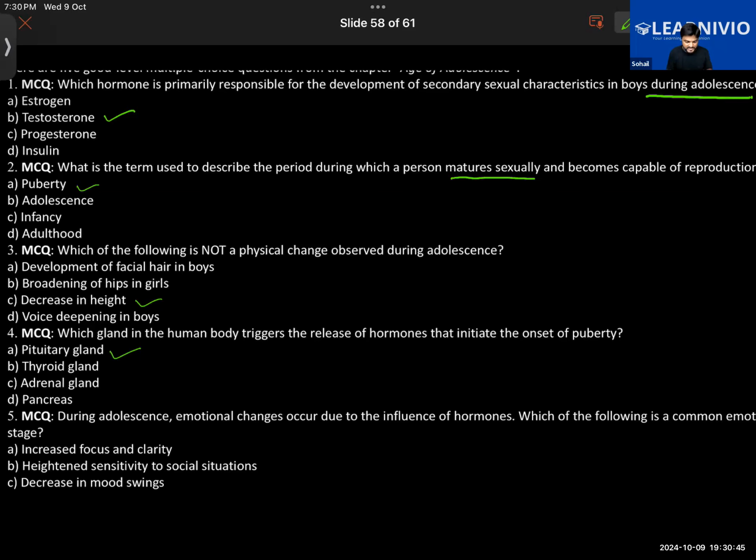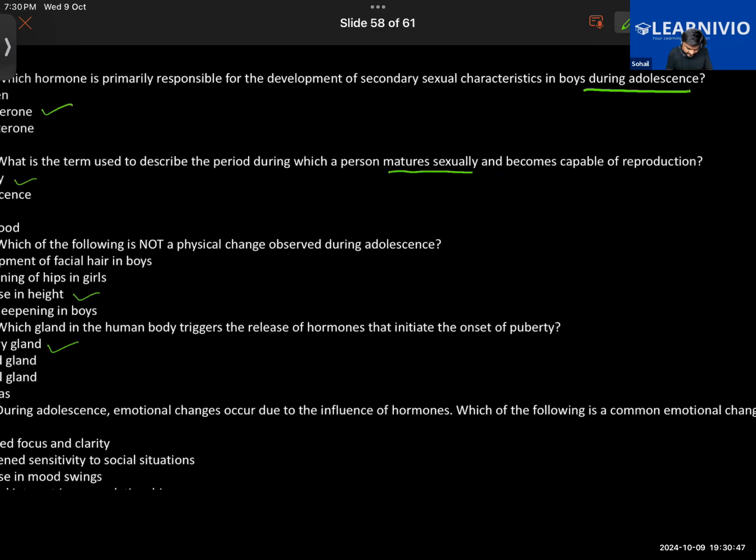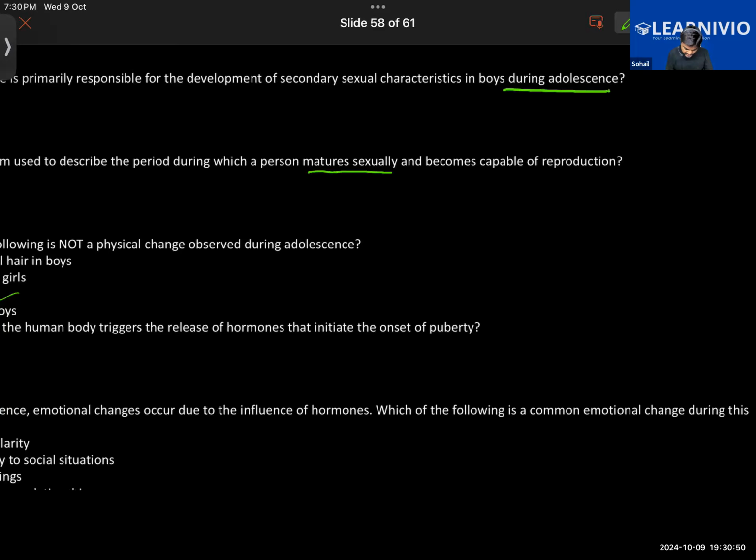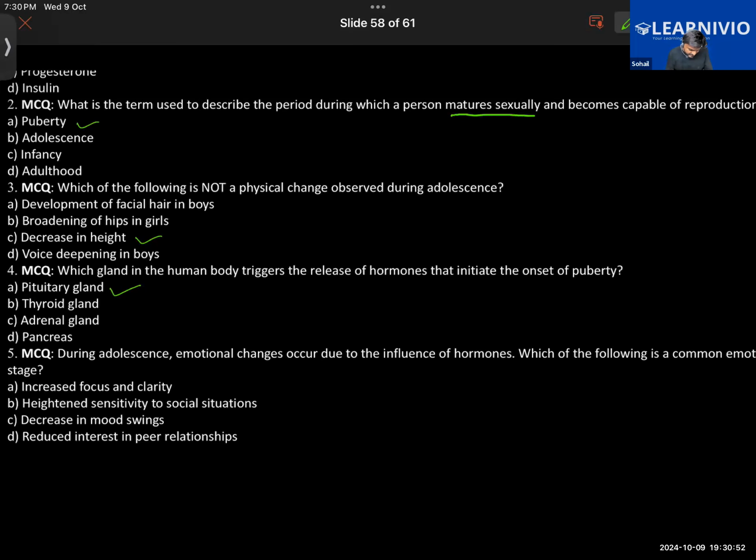Last question: during adolescence, emotional changes occur due to the influence of hormones. Which of the following is a common emotional change during this stage? Increased focus, heightened sensitivity to social situations, decrease in mood swings, reduced interest in peer relationships. C and D are obviously not correct. The focus and clarity might not be increased in every child, but heightened sensitivity to social situations, that is a common change. And all of you have answered it, I think.